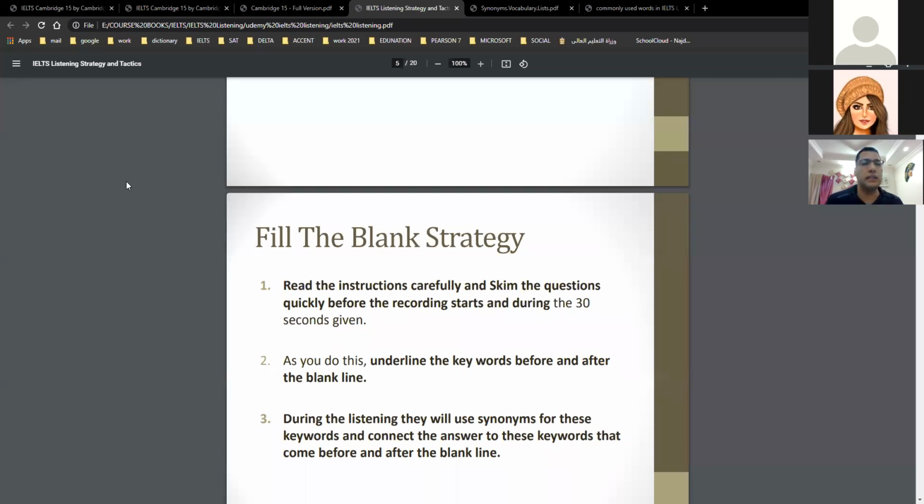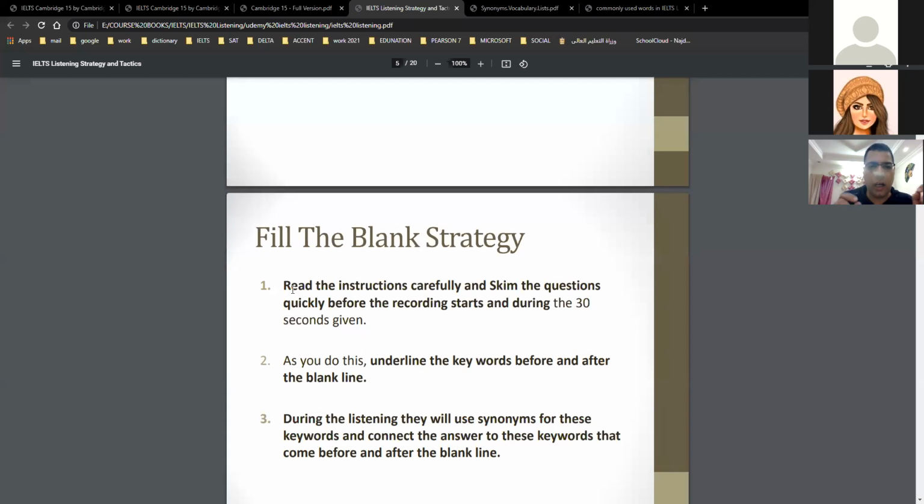Okay, so let's move on to our shared screen. Now, I need to know the strategies by which I can get the highest score in the IELTS listening test. This is very, very important. Listen carefully because I will ask you to do a test this evening. Number one, read the instructions carefully and skim the questions quickly before the recording starts and during the 30 seconds given.